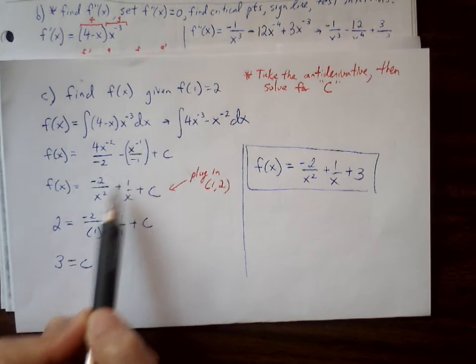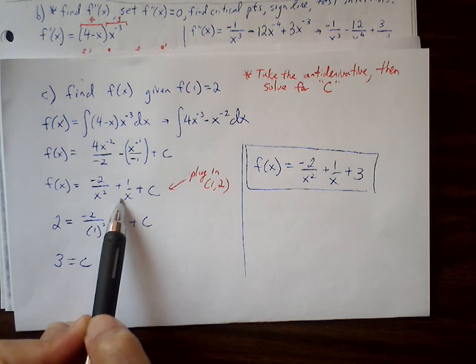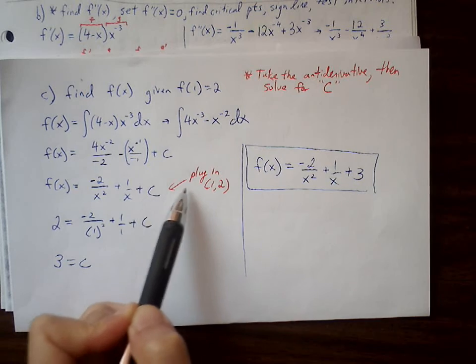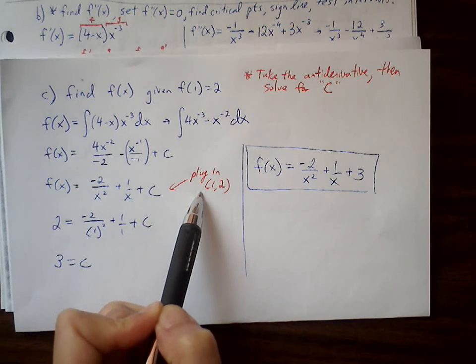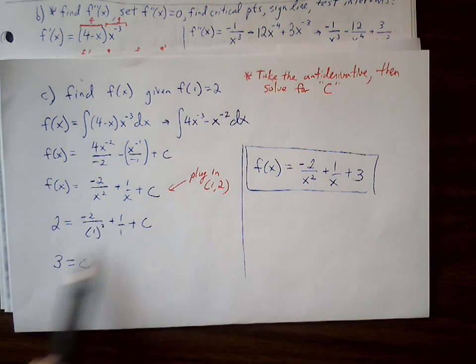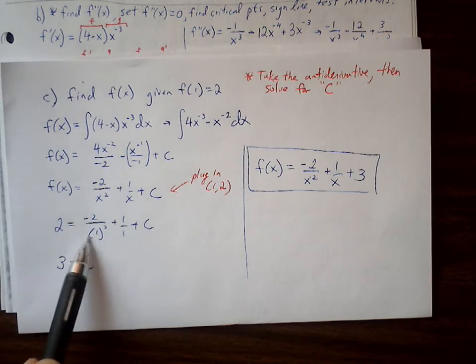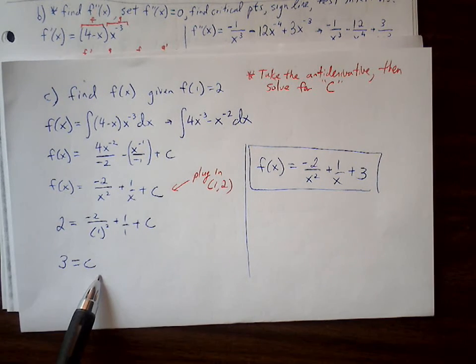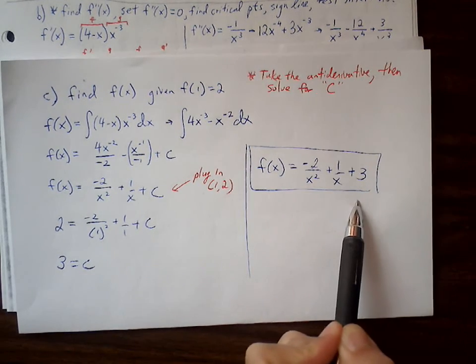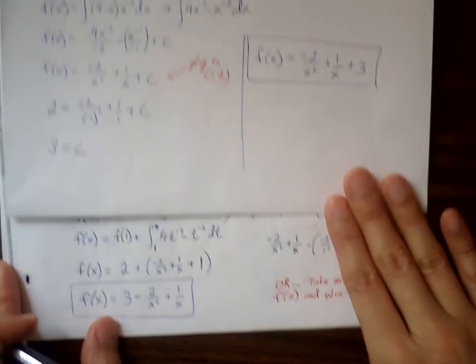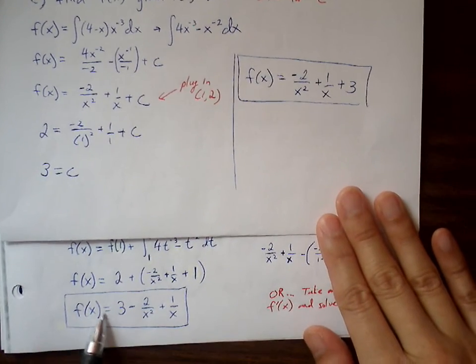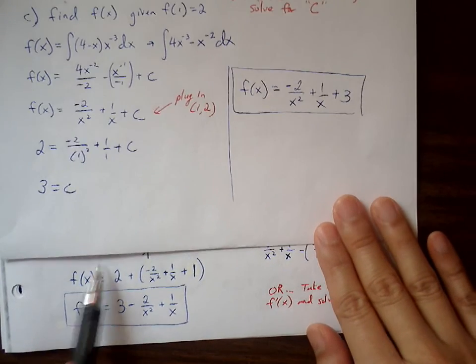We clean up our expression. And then once we have our expression cleaned up, we can solve for c. 1 plugs in for x, 2 plugs in for y. And then we solve for c, we get c equals 3. f of x equals negative 2 over x squared plus 1 over x plus 3. The same result as if we had just gone through this method. So either method is fine.